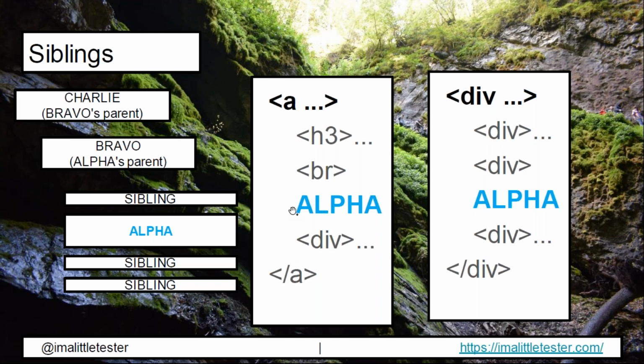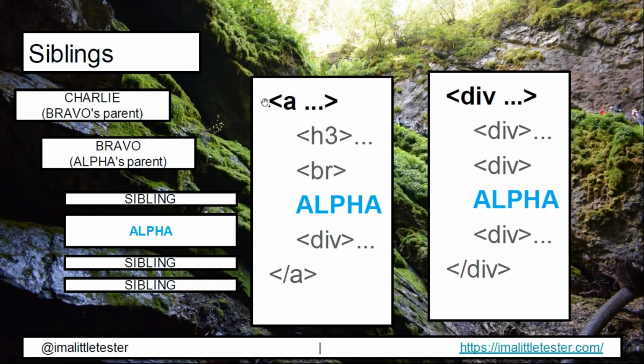The parent of alpha is an A tag. You know it's a parent because it's shifted to the left. So alpha's parent is A because it's the closest upwards element to alpha and to the left. On the right hand side, you can also see another example where alpha has a lot of divs as siblings and also has a parent, which is another div.